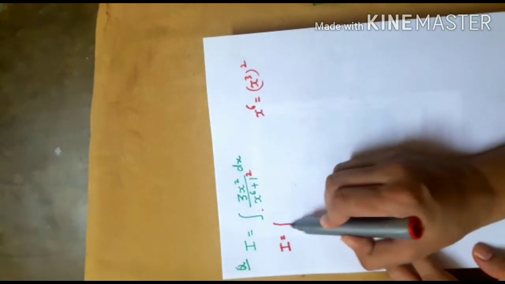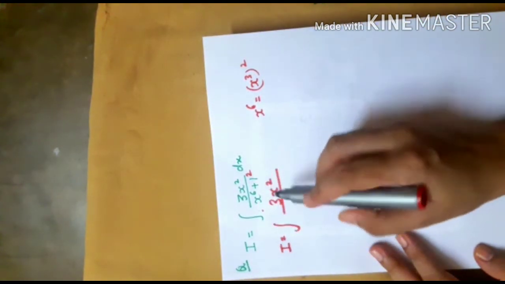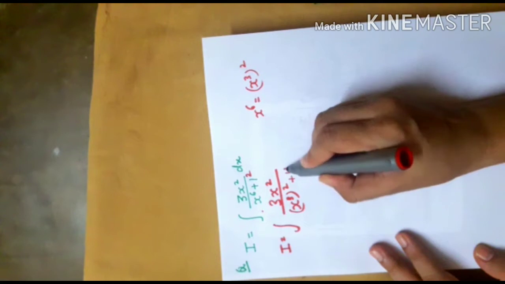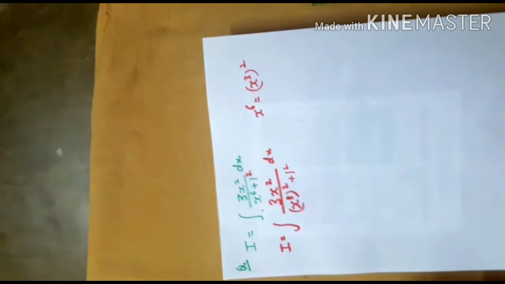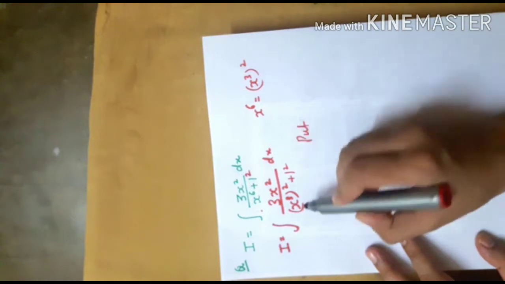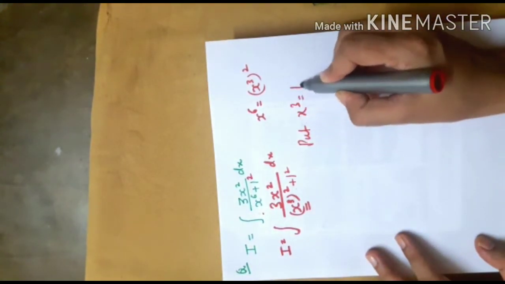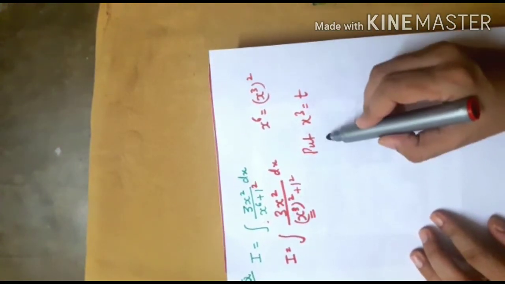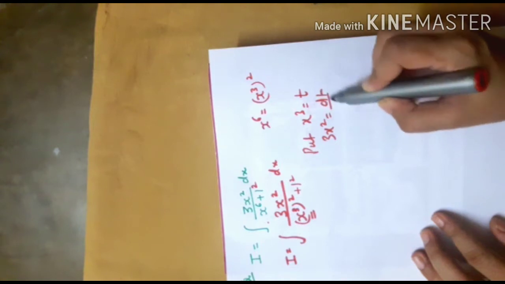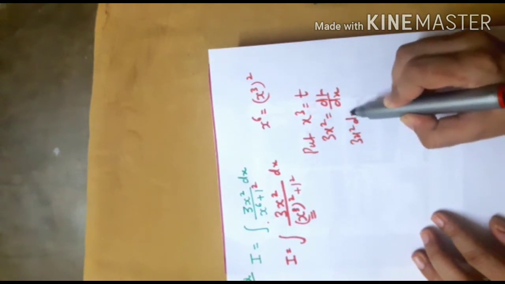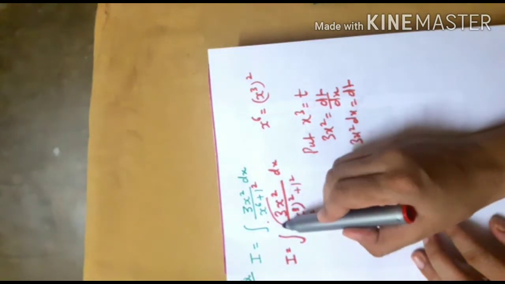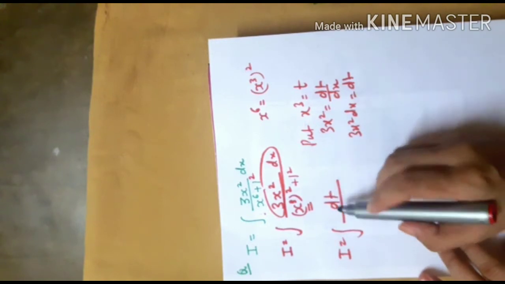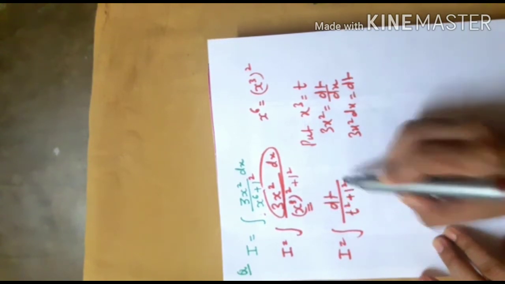So here I'll get integral 3x square over square of x cube plus 1 square dx. Now what I'll do? I'll put x cube as t so that I get here t square. Now I'll get 3x square as dt by dx. So 3x square dx will be dt. So this can be replaced with dt over t square plus 1 square.